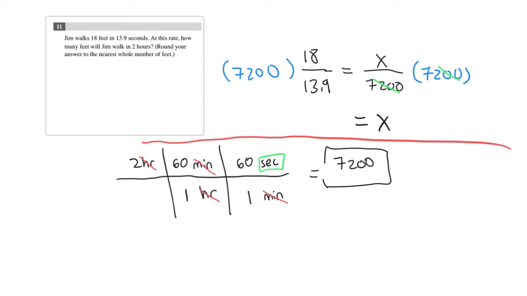Well, that would be 9,323.741 approximately. And let's remember that in the problem, they asked us to round the answer to the nearest whole number. So we're going to put these approximation symbols. That's going to be 9,324 feet. So that's the answer. Hopefully that makes sense.